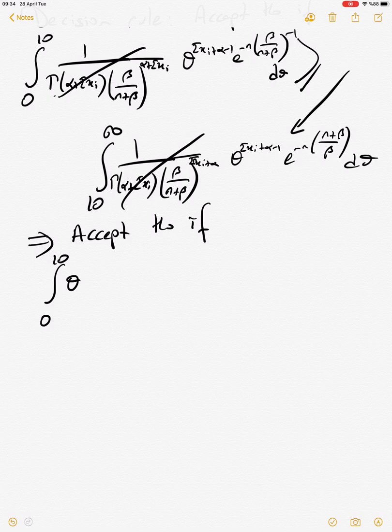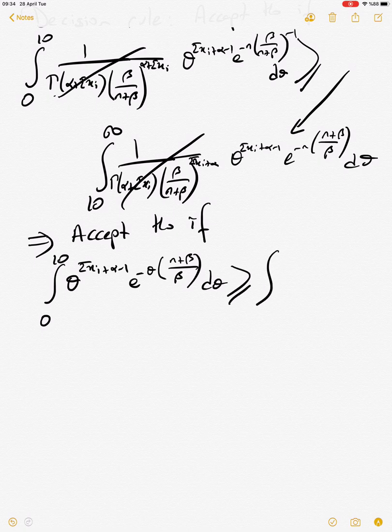Actually, we can say theta, but to make sure that we have different values, let me write it as theta prime, because the regions are different. d theta, and the same thing from 0 to infinity. There's a minus sign here, d theta. So this is our decision rule.